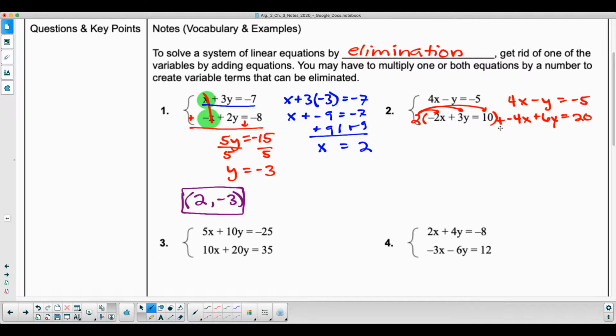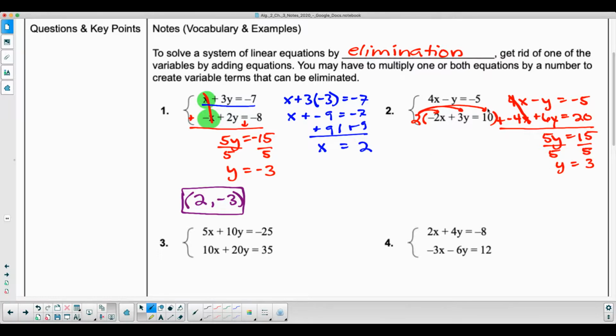Now what we do is add those two equations together. 4x and negative 4x is 0. Negative y plus 6y is 5y. And negative 5 plus 20 is 15. Now we can solve for y. Y equals 3. Now remember, we still need to find the x value so we can get the coordinate point.